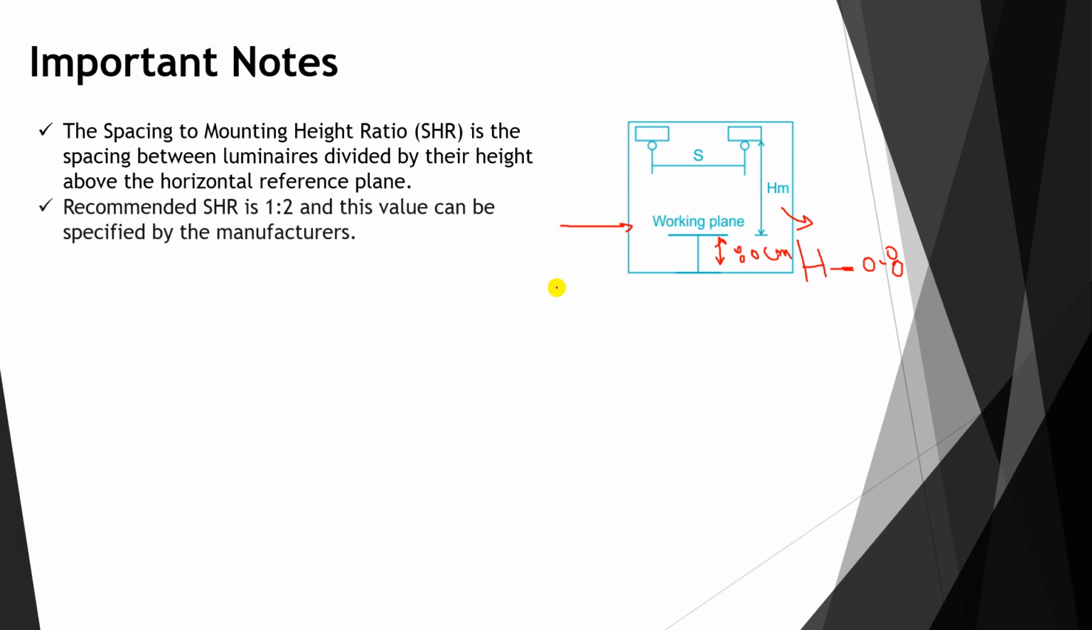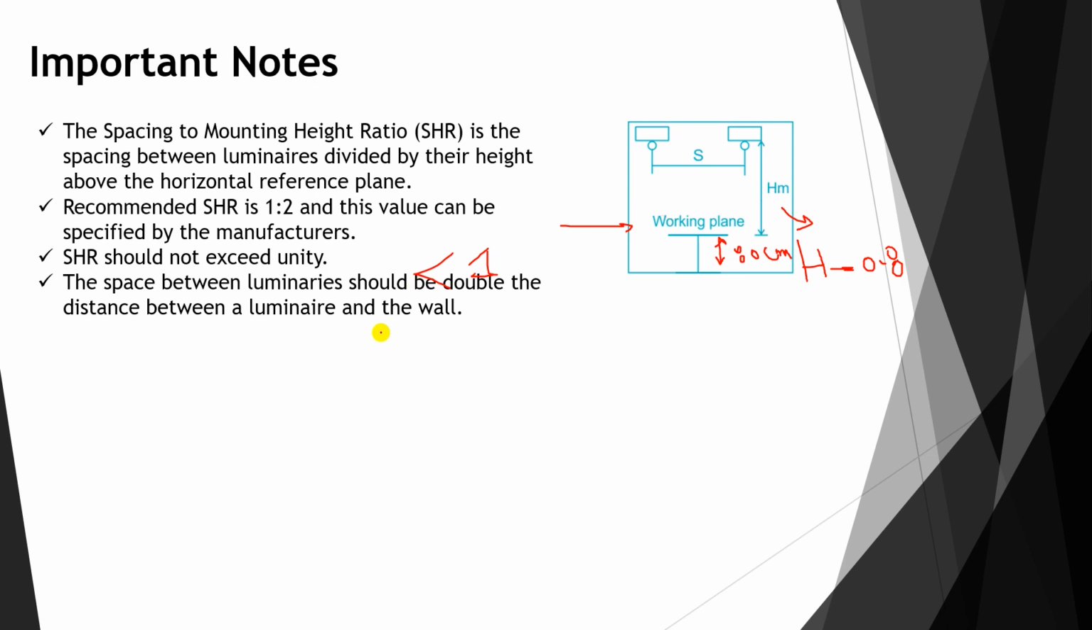We have to make sure that the recommended value is half. So S divided by the height is 1/2. And it can also be specified by the manufacturers. Usually we need to make sure that it does not exceed unity, it is less than 1. And the space between luminaires, that's the second check, should be double the distance between a luminaire and the wall. So this is how you can design the lighting of a room by using manual calculations. Again, we don't use this in lighting design.